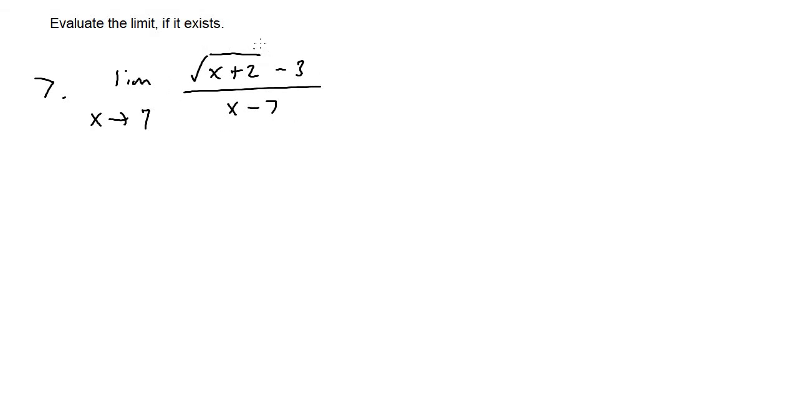Now whenever you have something in the form of the square root of some function x, like x plus 2, and then plus or minus a constant, it's probably a good idea to multiply by the conjugate. So what that means is we just multiply by the same thing, just flip the signs. So we have the square root of x plus 2, this time plus 3, over the same value, so square root of x plus 2 plus 3. And then we can go ahead and FOIL.